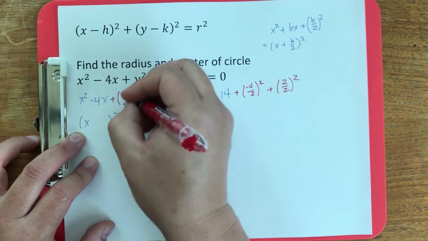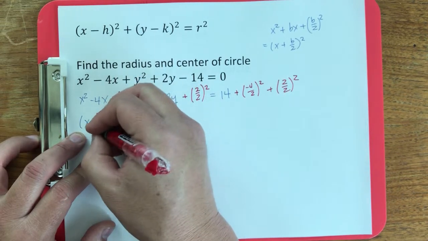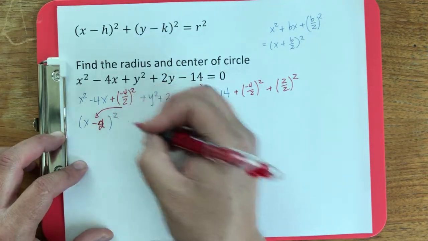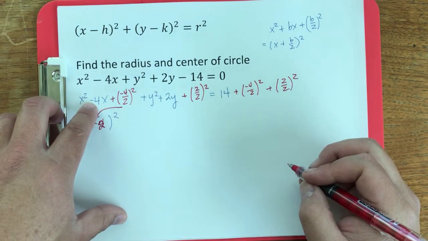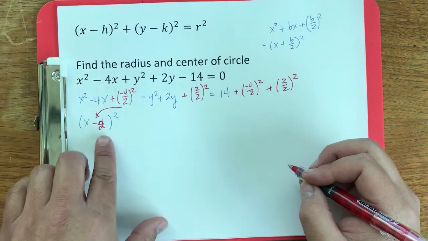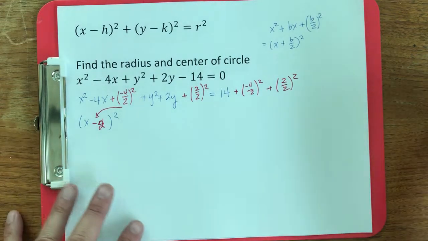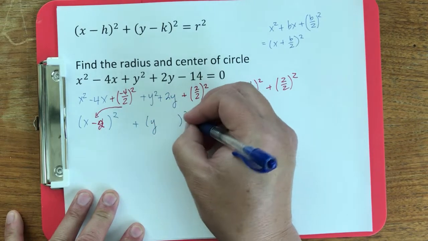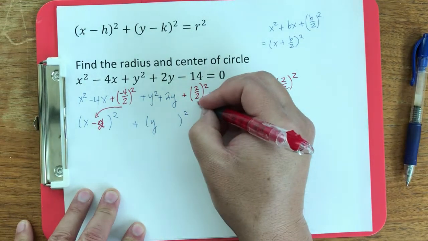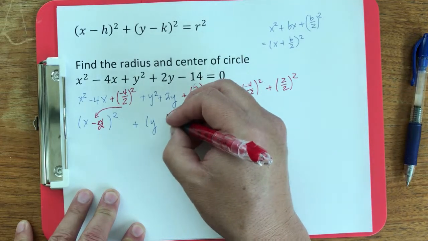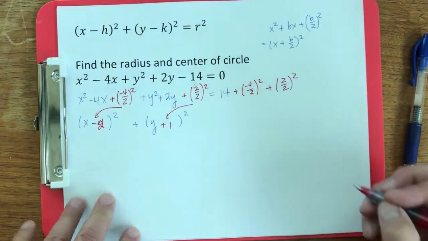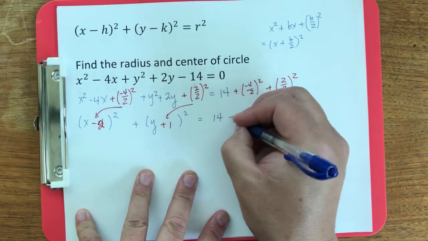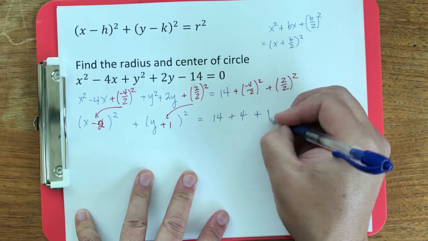What we do is we take whatever's on the inside and we put it over here. That's why if the b, I'm sorry, this should be 2. That's why if the b is negative, you want to make sure that that's negative, so then that's negative. Now over here, we're going to do the same thing. And whatever value is inside of the parentheses, we're going to put it over here. Equal to 14 plus 4 plus 1.